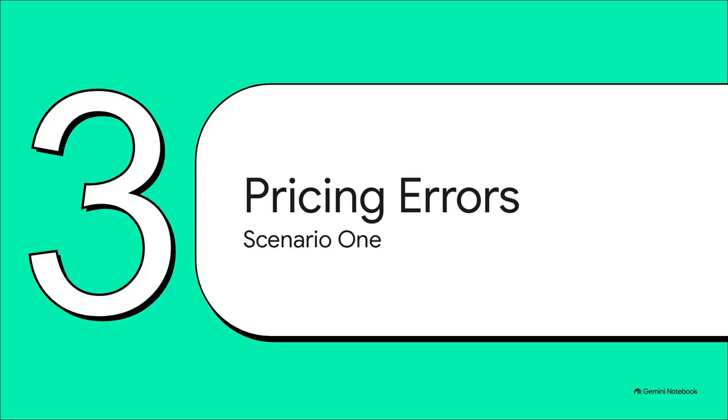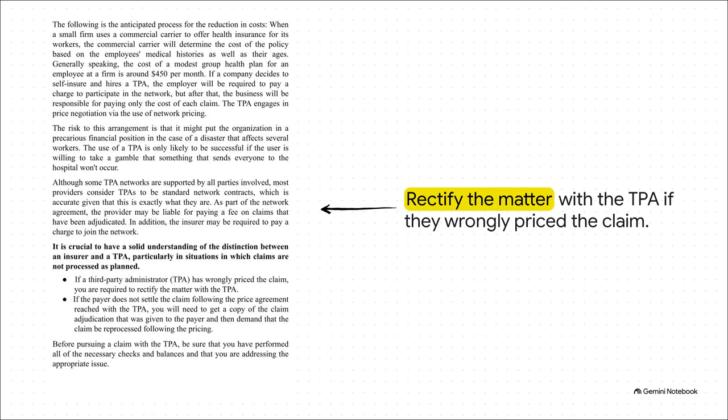Section 3. Scenario 1. Pricing errors. Let's look at exactly what happens when a claims error originates directly with the network pricer. This is a very real-world scenario. The specific workflow dictates that if a TPA wrongly prices a claim, say they apply the wrong fee schedule, you must deal with the TPA directly to rectify the matter.